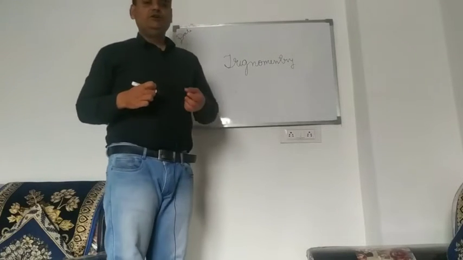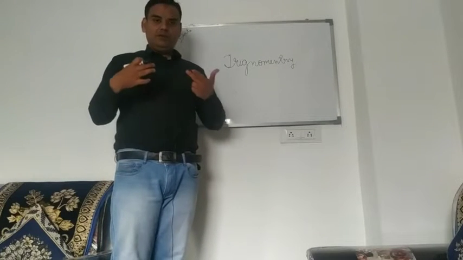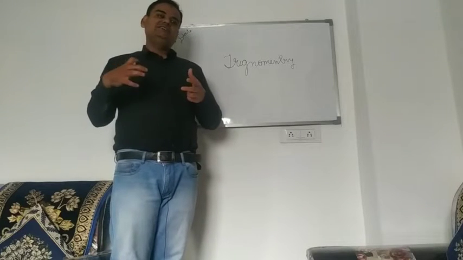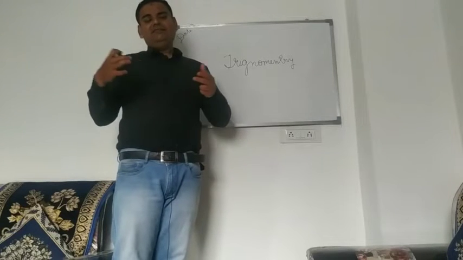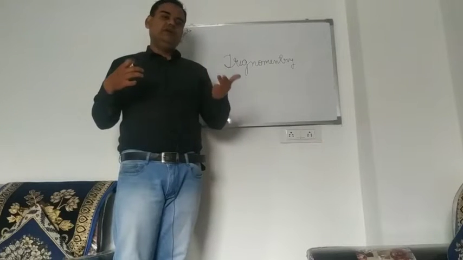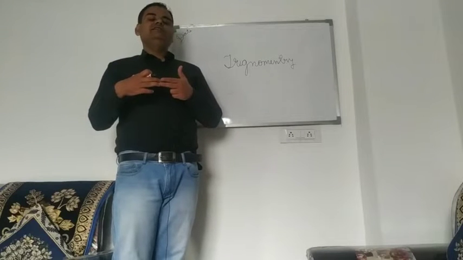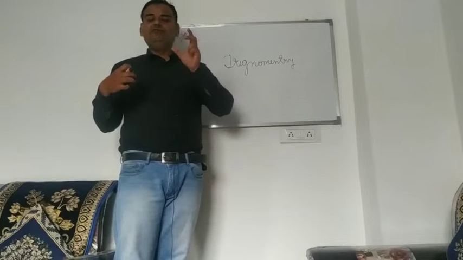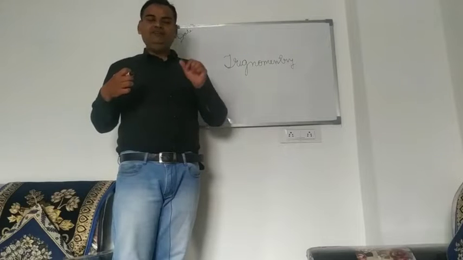First of all, what is trigonometry? Trigonometry is a branch of mathematics which deals with angles. In trigonometry we can calculate the sides of a triangle with the help of angles. If we know the angle, we can find the sides of a triangle, and if we know the sides of a triangle, we can find out the angles of the triangle.